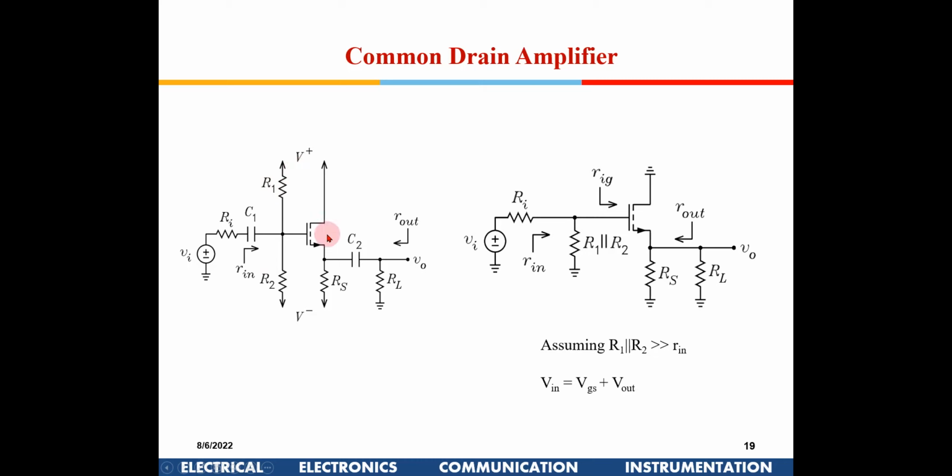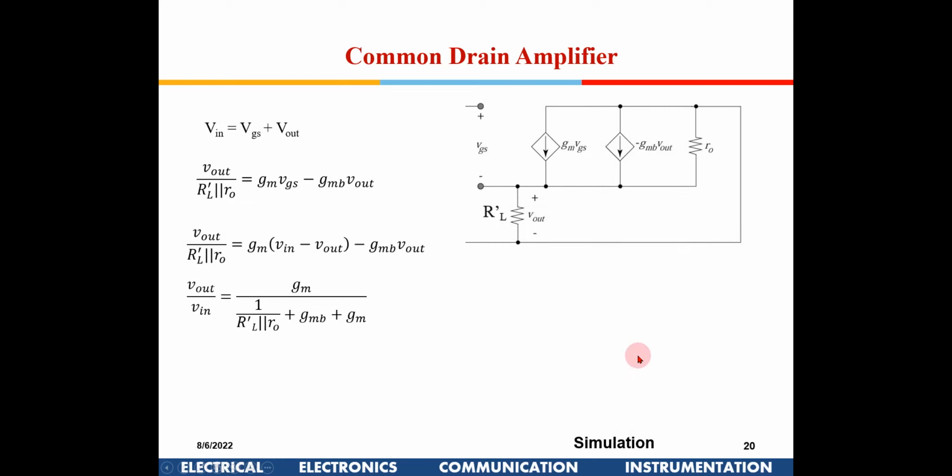So this is the configuration. You have the input signal being given to the gate, but the output, instead of from the drain, I am taking from the source out here. So this is RS, this is RL. This is the equivalent circuit. R1, R2 is taken in parallel. So the input signal is available here, and these two are in parallel.